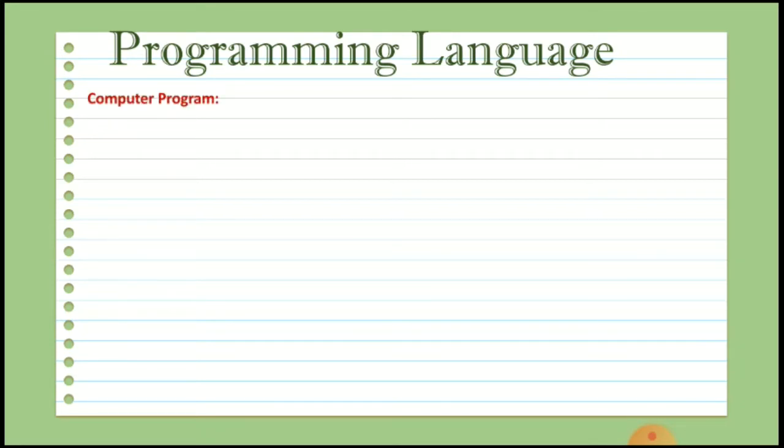Now we will see the concept of programming language. So what is computer program? A computer program is a set of instructions that tells the computer what to do. So basically, if you want to perform any task using computer, you have to give the instructions to the computer so that computer can perform that task. Computer will not perform any task on its own. For that, you have to give the instructions to the computer.